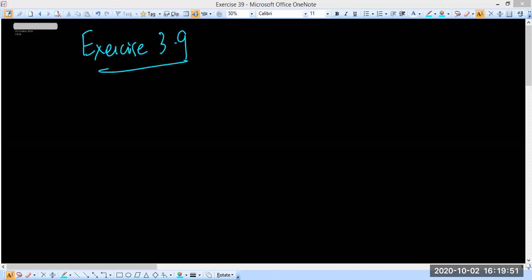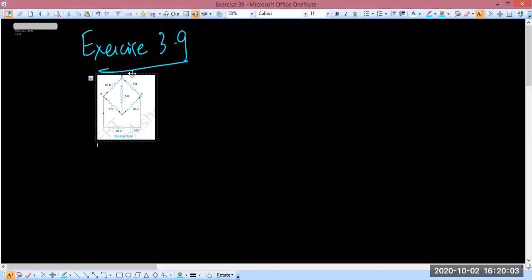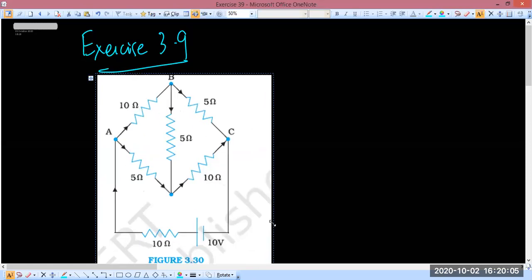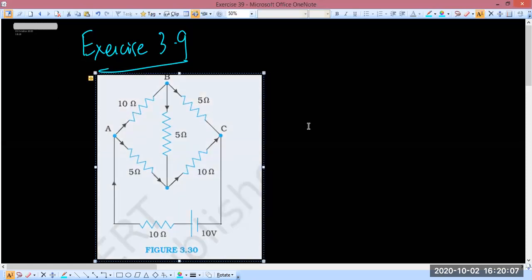I just want to confirm whether the diagram in your book matches with mine. Is it exactly the same diagram, or is there any kind of change?